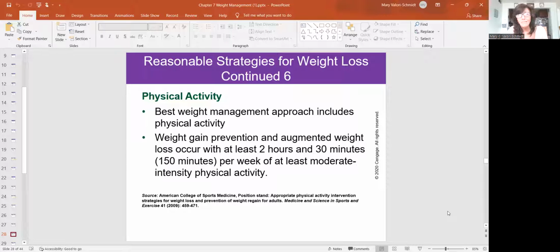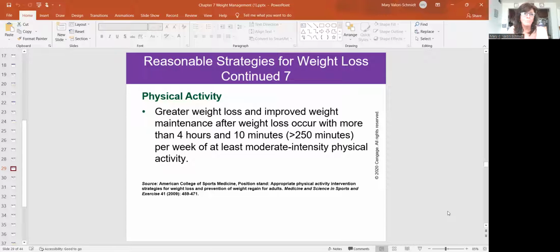Physical activity, again, you've got to move, and you really have to sweat. For weight gain prevention and augmented weight loss, in other words, to prevent gaining any weight and to actually lose some weight, you need 2 hours and 30 minutes a week of at least moderate intensity physical activity. And I would even venture to say, even though this comes from the American College of Sports Medicine, that if you spread it out, say 20 to 30 minutes a day, 7 days a week, that's the best way to do it, because that also will help increase your metabolic rate.